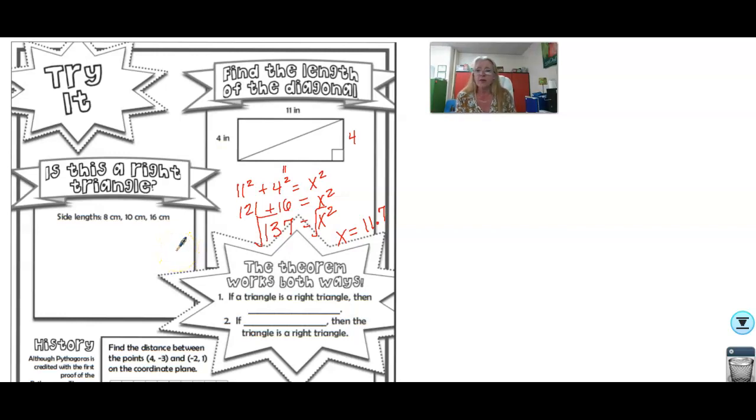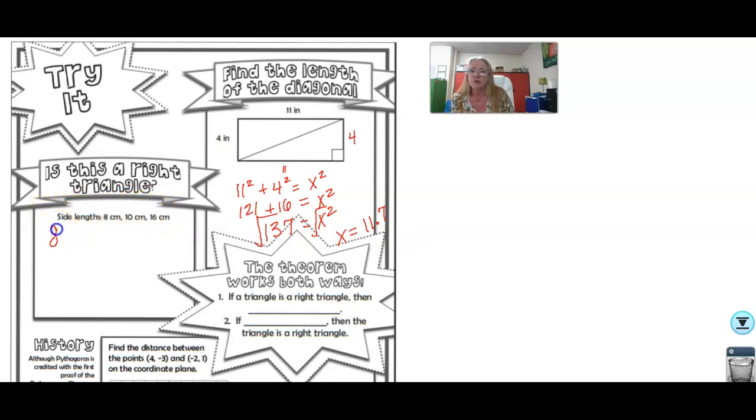Now, one thing you can do is you can use the Pythagorean theorem to tell if you have a right triangle. Here, they've given you side lengths of 8, 10, and 16. And this is actually section 7.4, but we'll go ahead and put it on this note page anyway. You can use the Pythagorean theorem to check to see if it's a right triangle. You know that the legs are the two shortest sides, so our legs must be the 8 and the 10. The hypotenuse is always the longest one, so it's got to be 16.